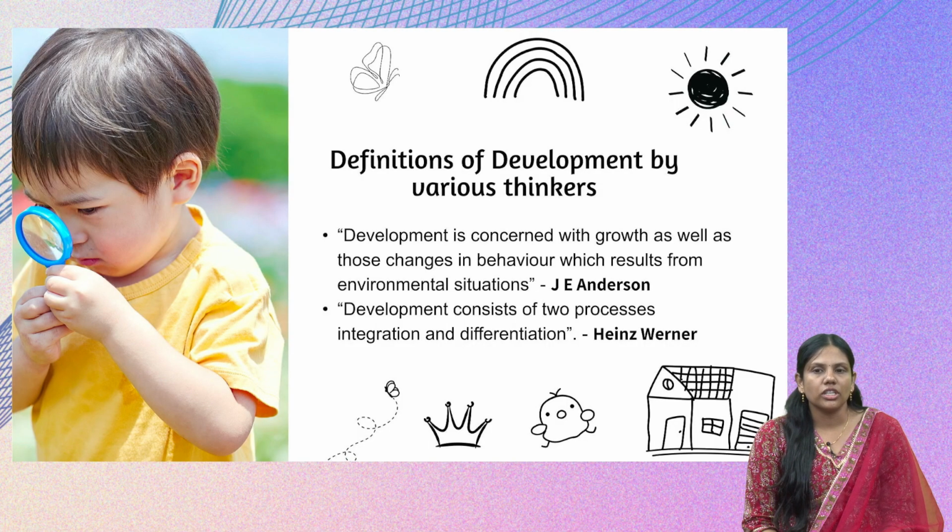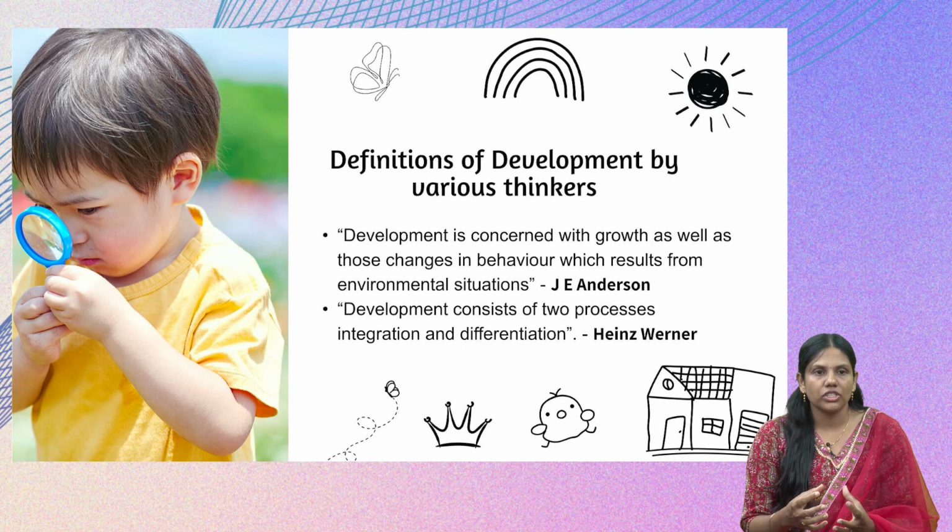First, we will see the definition given by J.E. Anderson. Development is concerned with growth as well as those changes in behavior which result from environmental situations. When we break down this definition, we can understand that development is not only about growth, it also talks about behavioral aspects, like how the environment is affecting the development.